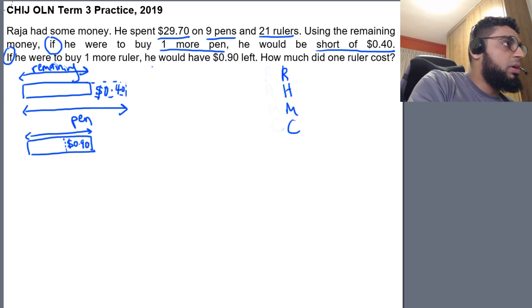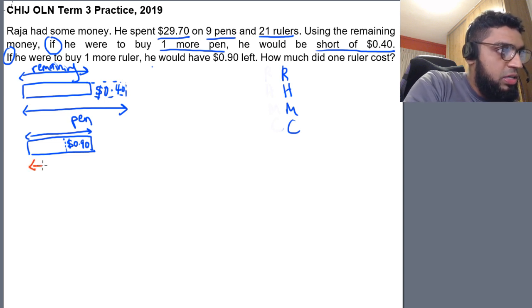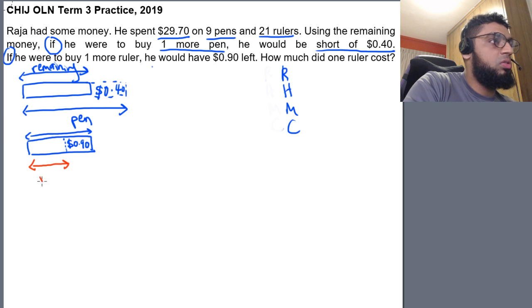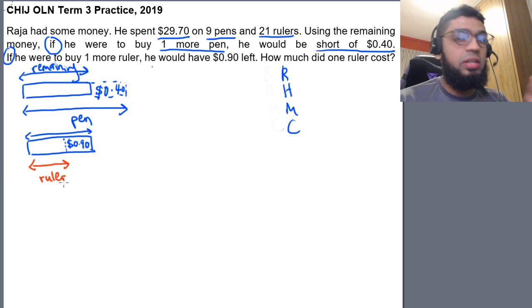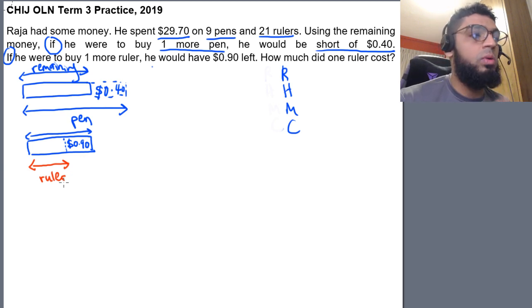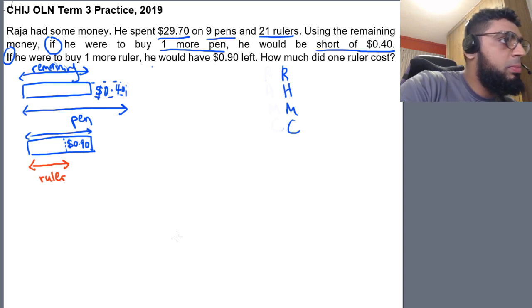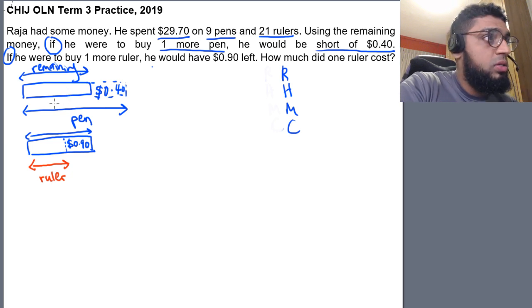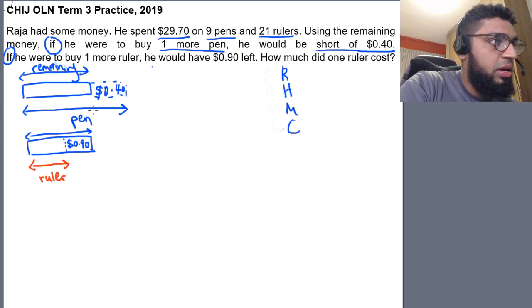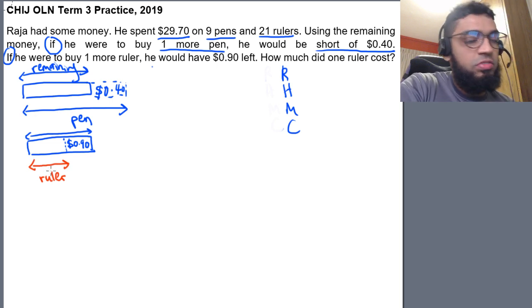So from here we can also say that this part of the model is the cost of your ruler, which is something that I need to find. I need to find that red section. What is the cost of that one ruler? Very quickly, from the models you have drawn, you should be able to understand that you can find the difference between the pen and the ruler. The entire blue length right here is for the pen. The red length right here is for the ruler.